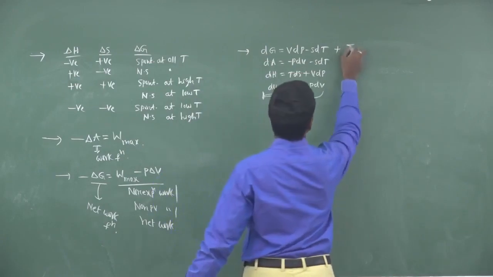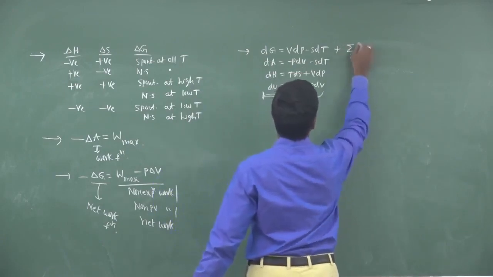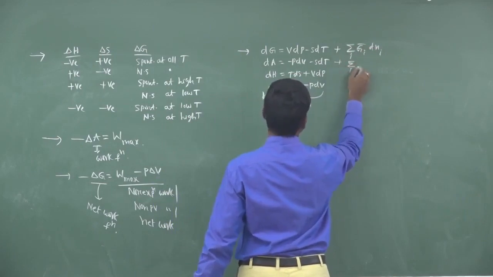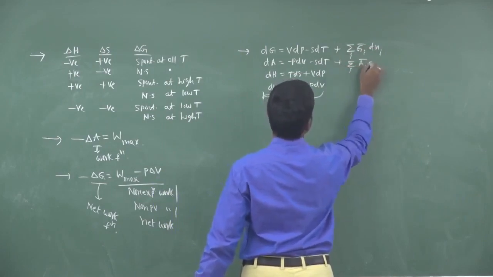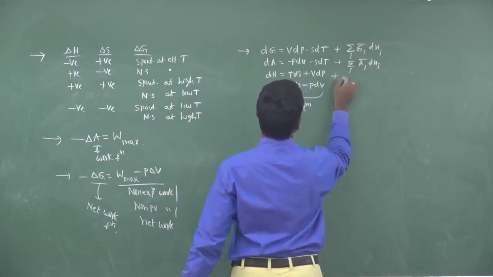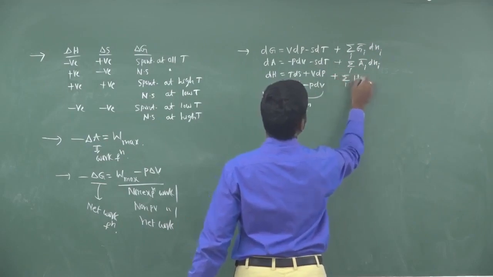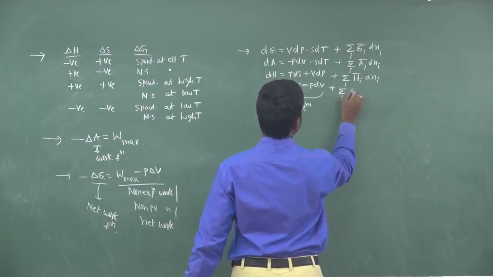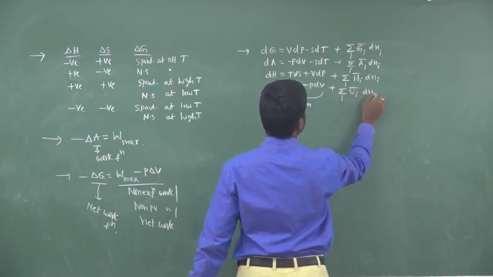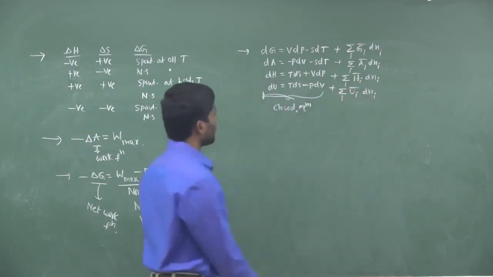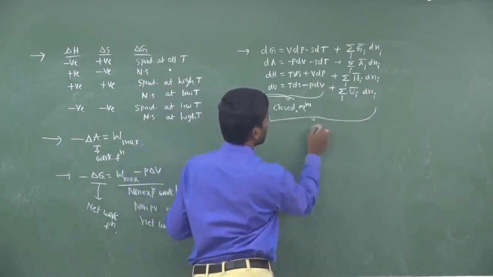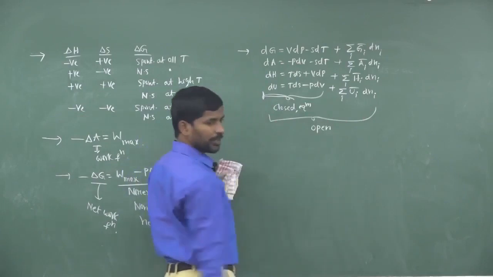So what we get is summation i, Gi bar dni, summation i, Ai bar dni, summation i, Hi bar dni, summation i, Ui bar dni. So that is the extra term we will get, the number of moles term. That is for which system only? Open system.